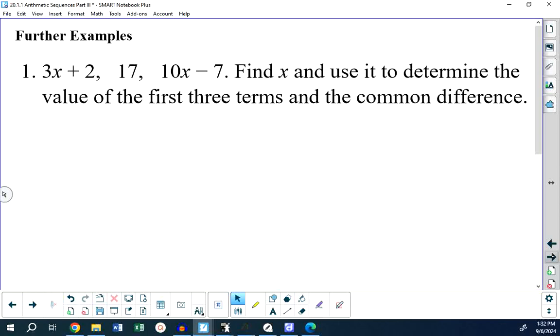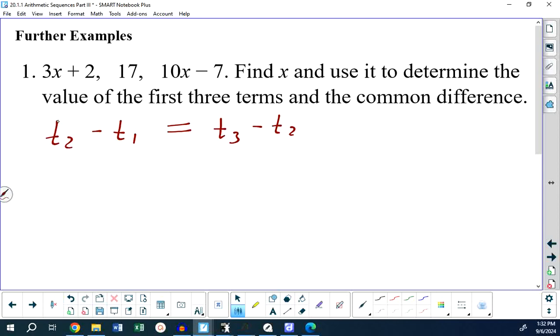But the key in solving this problem is to recognize that if I take the second term minus the first term, and I take the third term minus the second term, I have to get the same thing. Because the second term minus the first term will give me what we call the common difference, and the third term minus the second term will give me the common difference.